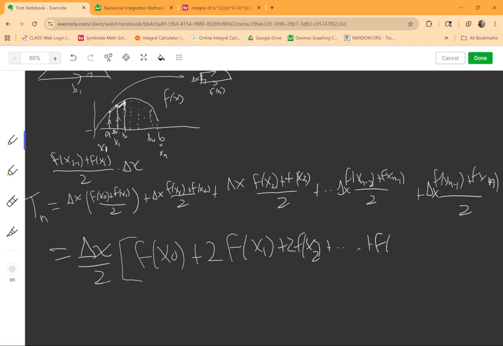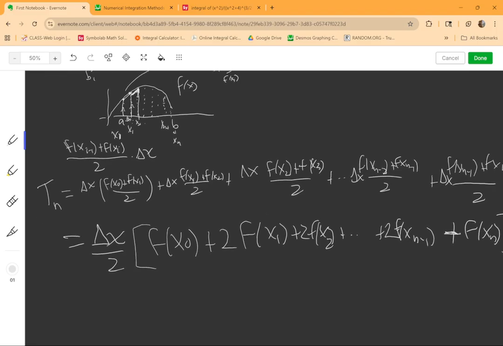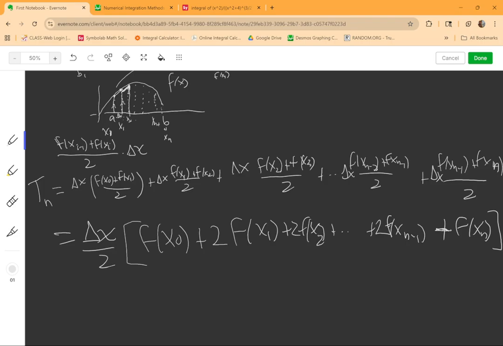Here plus f of x sub n minus 1. Excuse me, that's 2. And then the last one, being the value of b, shows up only once. All right, so this is our trapezoidal rule. So we want to find T sub n. This is the formula we're going to use. And again, delta x is the length of the interval divided by the number of boxes you want to use, or trapezoids, I guess, no longer rectangles.